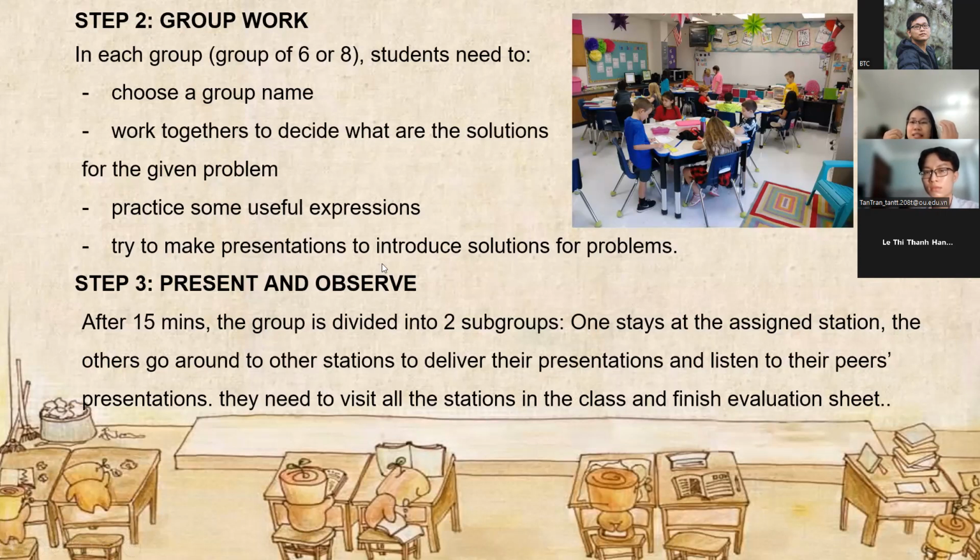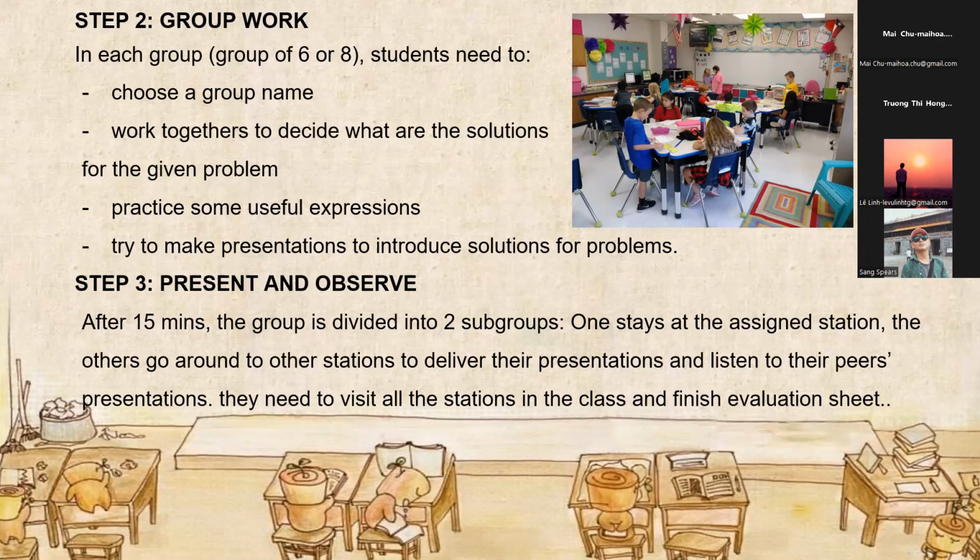Then they have to listen to their peers' presentations. And they're required to visit all the stations in the class. While visiting all the stations in the class, they have to keep in hand the evaluation sheet given by the teacher. Do you have any question about this one? I will pause a little bit to explain to you. It's easier to do than explain.